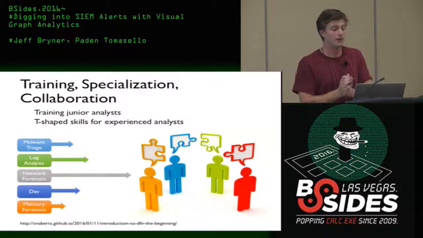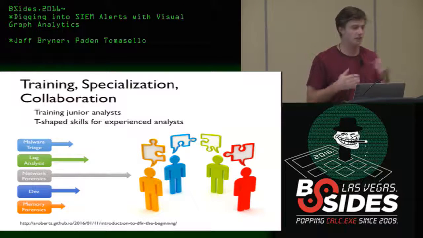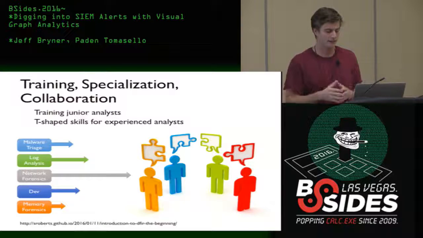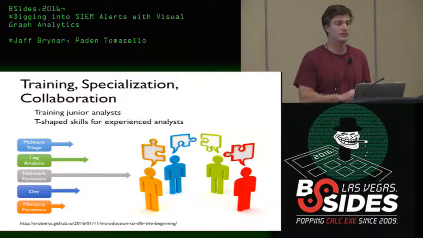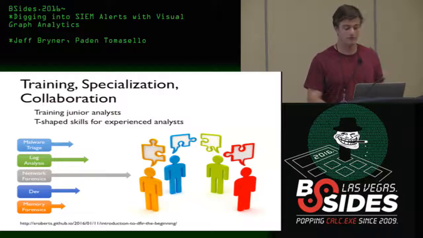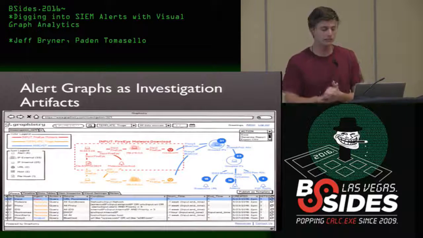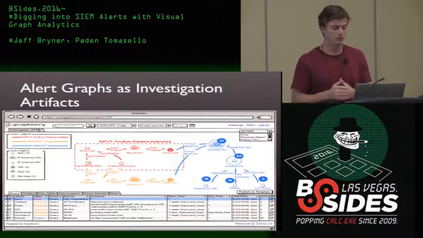Okay, the final pain point we're going to discuss is training, specialization, and collaboration. So as I just talked about, these alert graphs can provide a common representation across many different tools, and then these can be used as a common representation across many different analysts who may have different skills. So we're still prototyping this, obviously, as you can see by this rough mock-up, but I wanted to quickly describe the product we're moving towards.